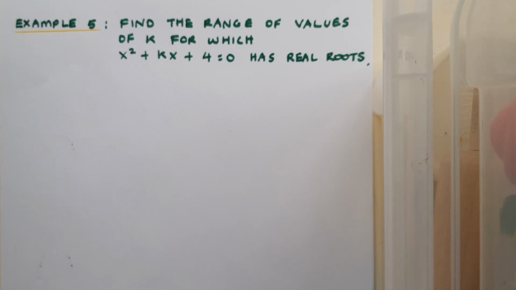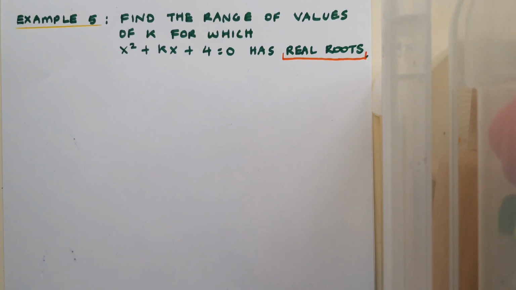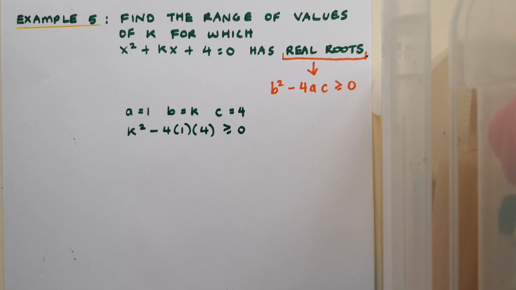So now cast your mind back to previous algebra chapters. If I know that a quadratic has real roots, then what statement can I make? Well, you might remember that I can then state that b squared minus 4ac is greater than or equal to 0. So really what I want to do is create that inequality, and then that's what I'm going to be solving. So I'll first of all list a, b and c, and then I'll fill them into the formula. A little bit of a tidy up will give us k squared minus 16 is greater than or equal to 0.